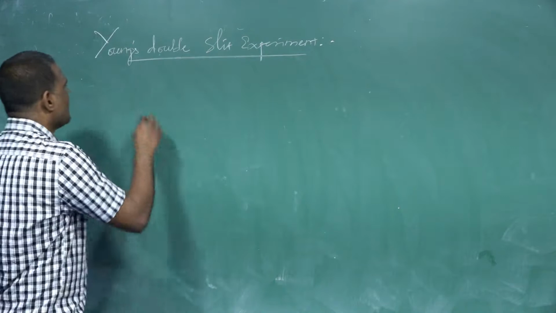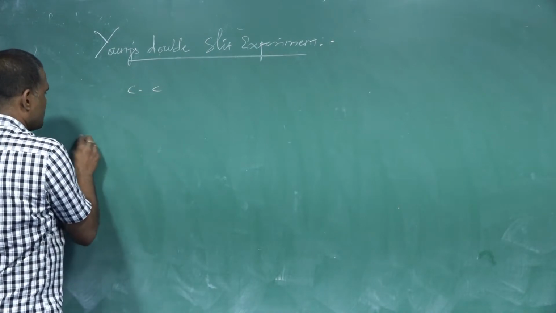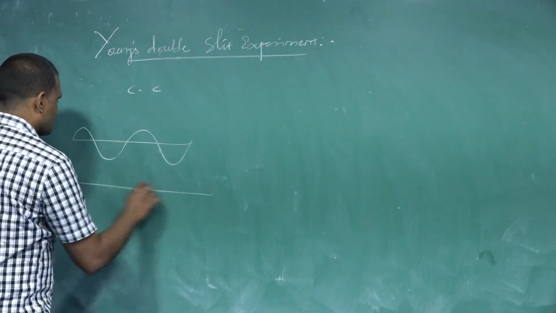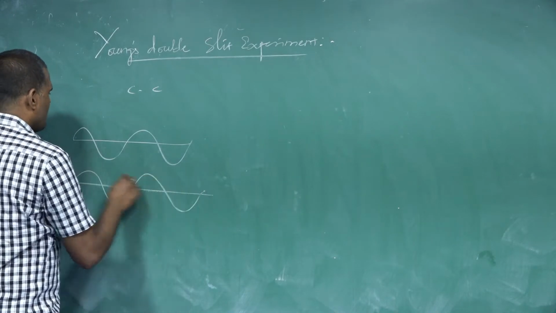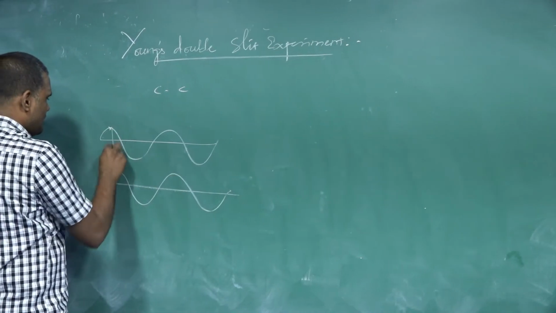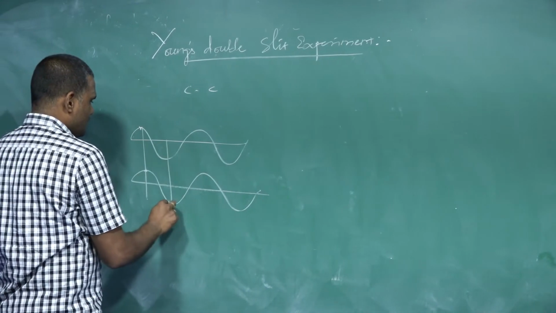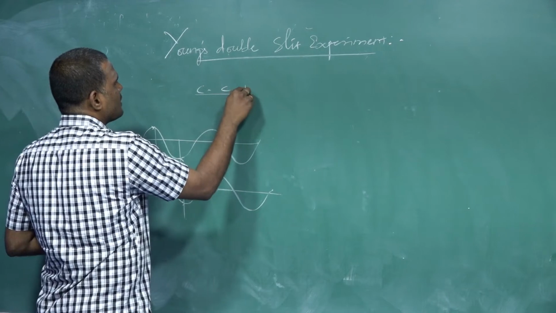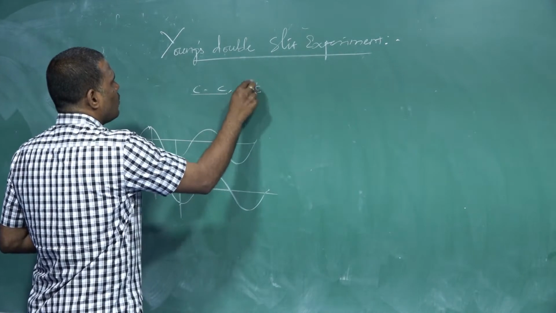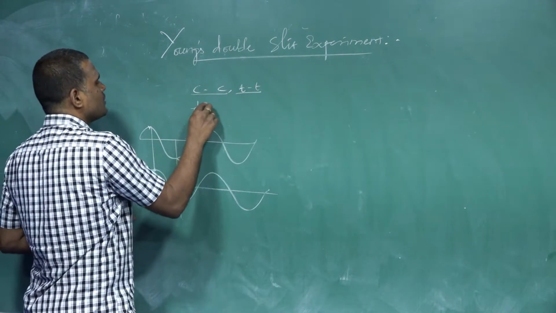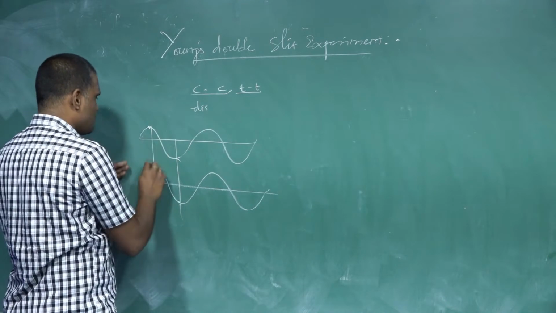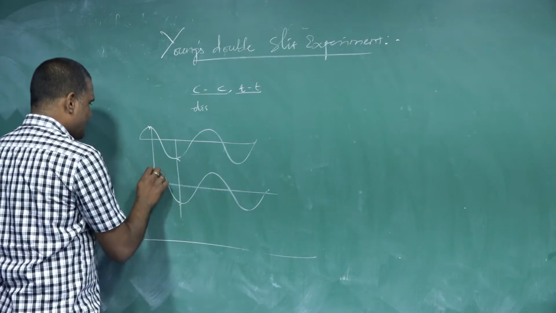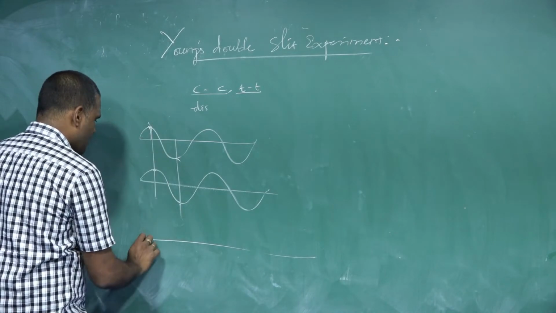So we can say here, when a crest meets a crest, I can just show you the wave pattern like this. So a crest and a crest meet, a trough and a trough meet. If this happens, then what will happen? The resultant displacement of the two waves will be maximum. So I can show you these amplitudes or displacements get summed up.